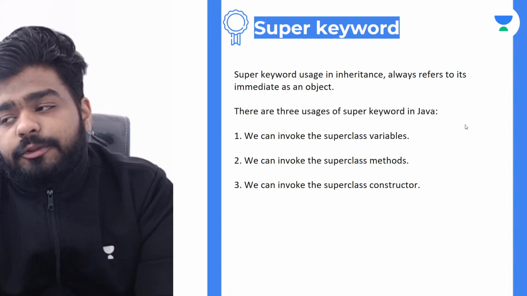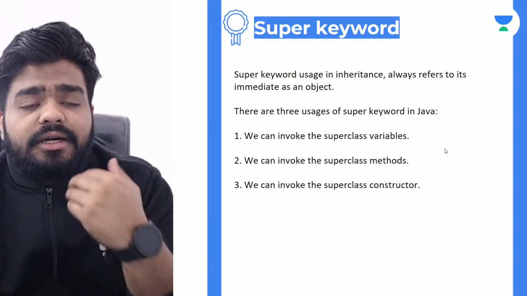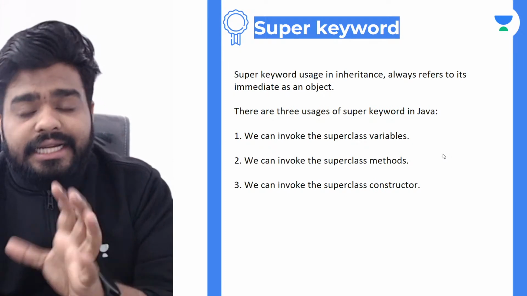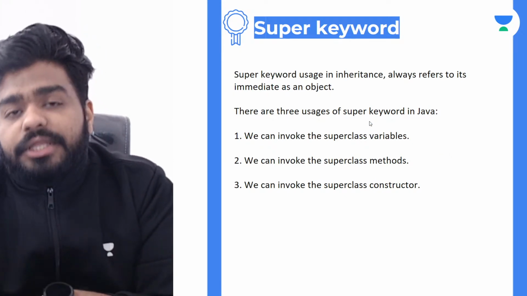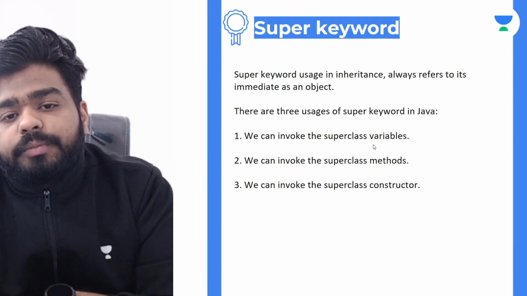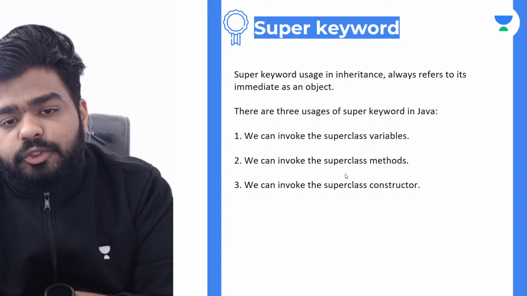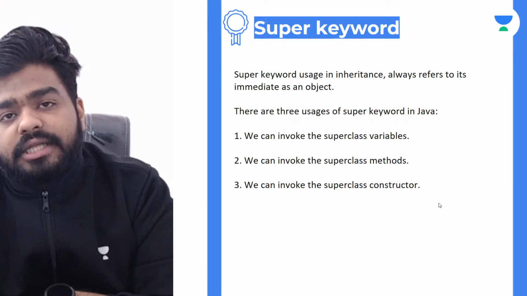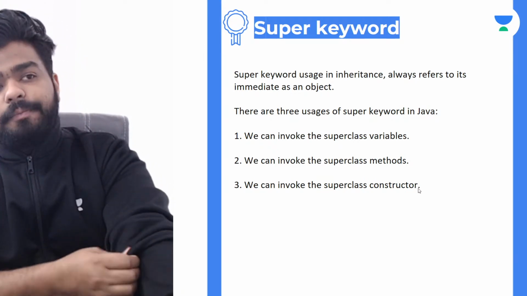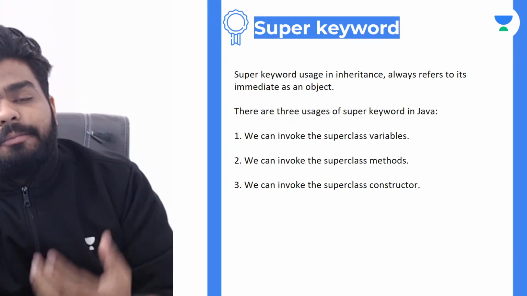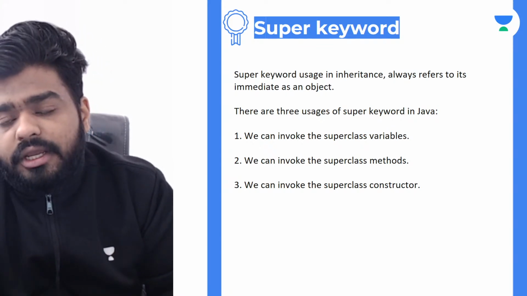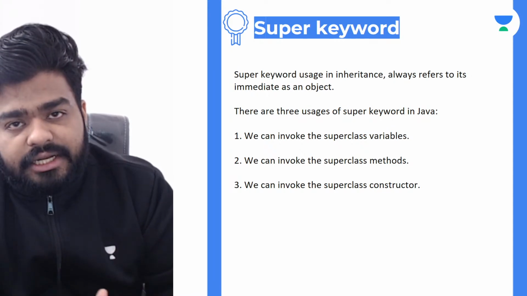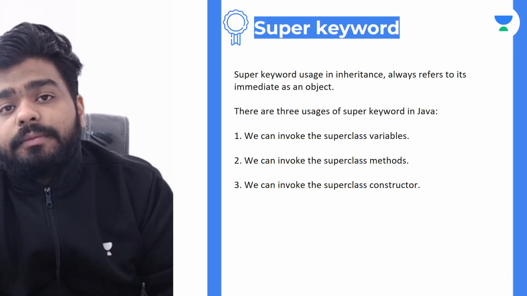There are three usages of the super keyword. I'll explain it in a very detailed manner in this session, so please try to understand. Basically, the super keyword is used to invoke superclass variables, to invoke a superclass method, or to invoke a superclass constructor. In inheritance, we have a parent class and a child class, and the child class inherits all the properties from the parent.